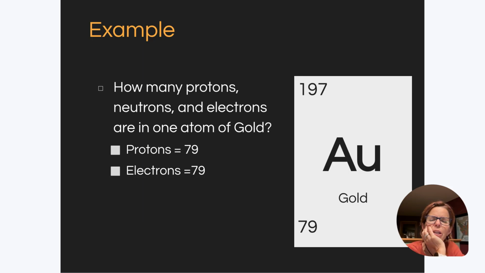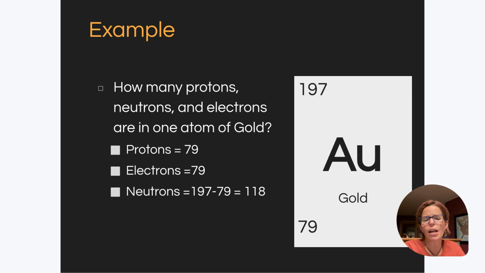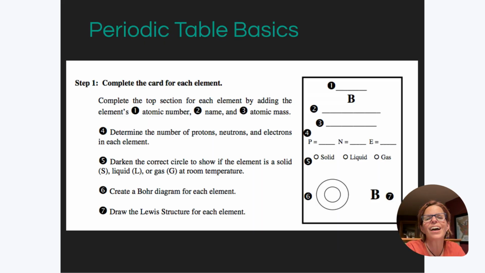But now we need to figure out the number of neutrons, and we do that with the mass number. The mass number is the protons plus the neutrons. So if we want to figure out how many neutrons there are, we do the mass number minus the protons to get the neutrons. So here we did 197 minus 79 to get 118. That's how many neutrons are in this atom of gold, this isotope of gold. I'm going to skip this slide.